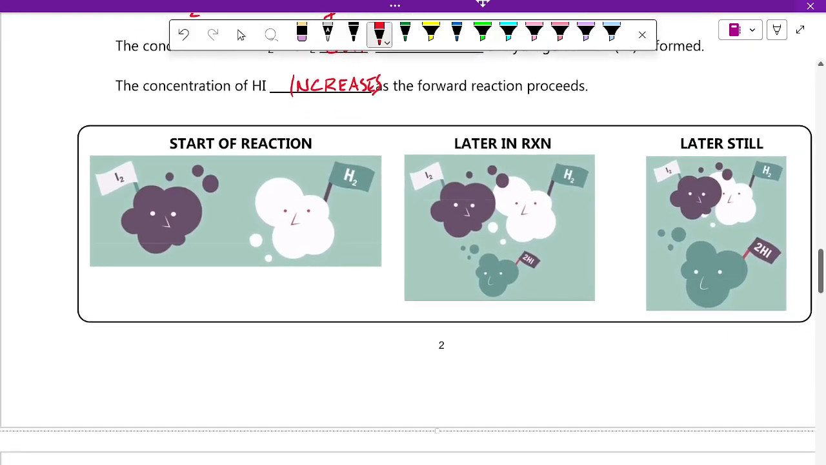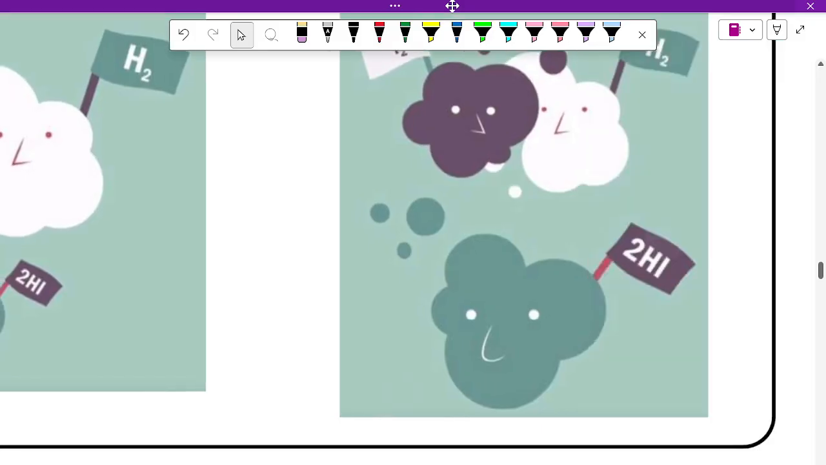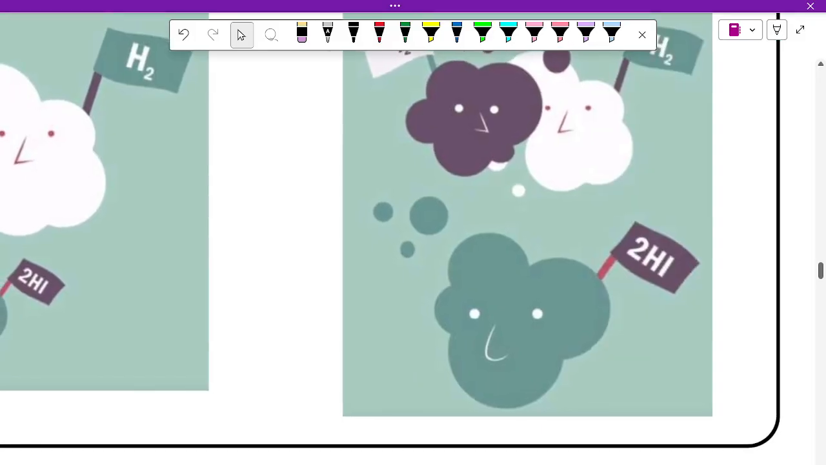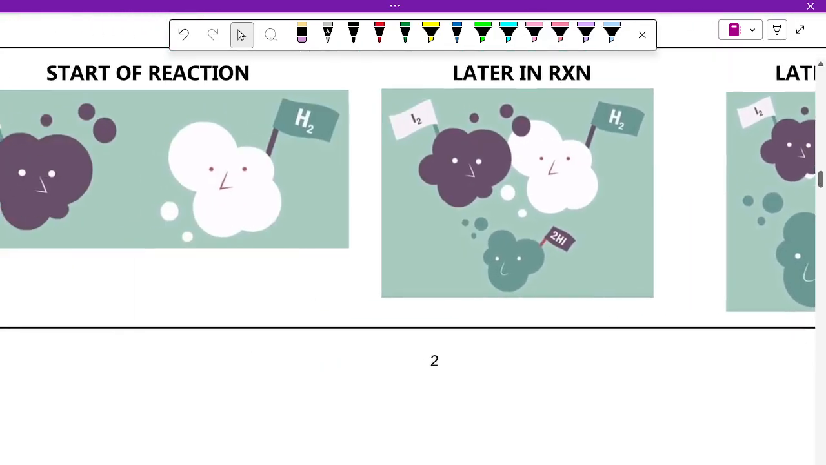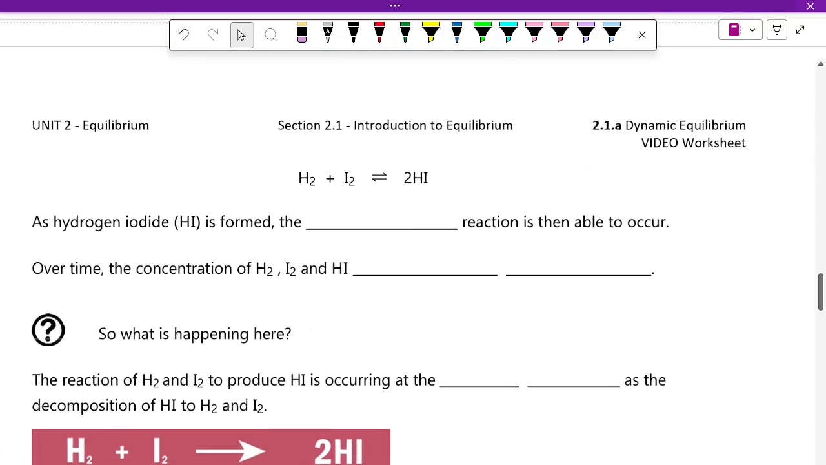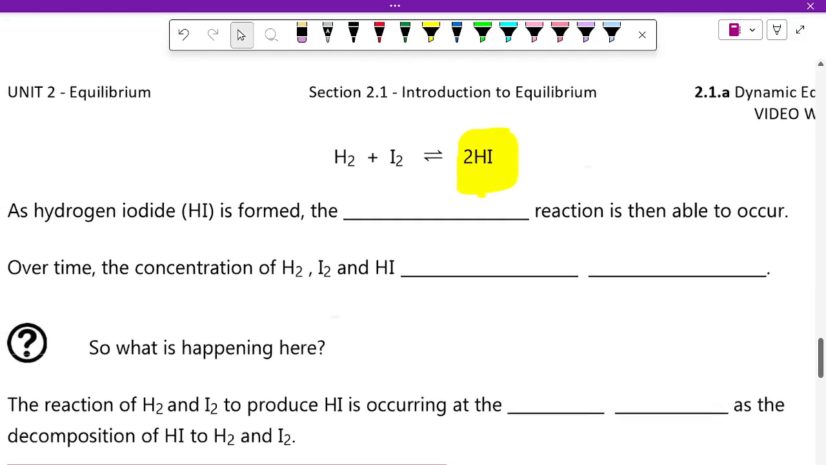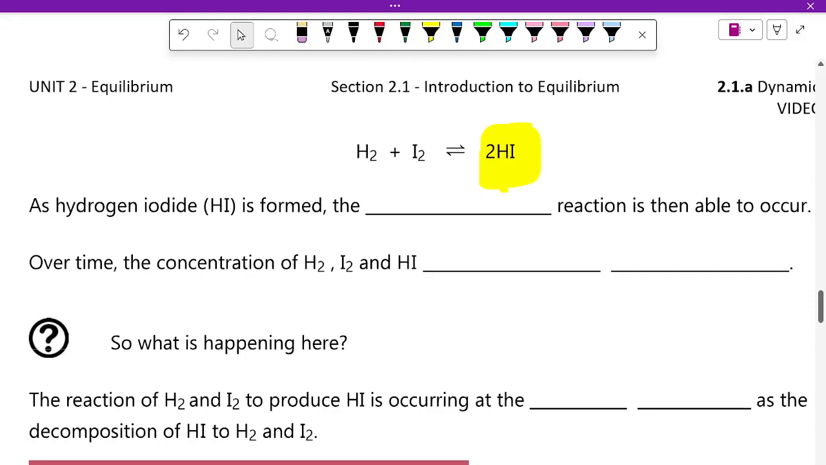Okay, and you can see at the start of the reaction, we've got all reactant. Later in the reaction, we have less reactant and more product. And finally, later on, we have the final equilibrium state, which happens to be wherever it is based on that entropy-enthalpy balance. Okay. As HI is formed, now we've got some HI. Once we have HI, what reaction is now able to take place? The reverse.